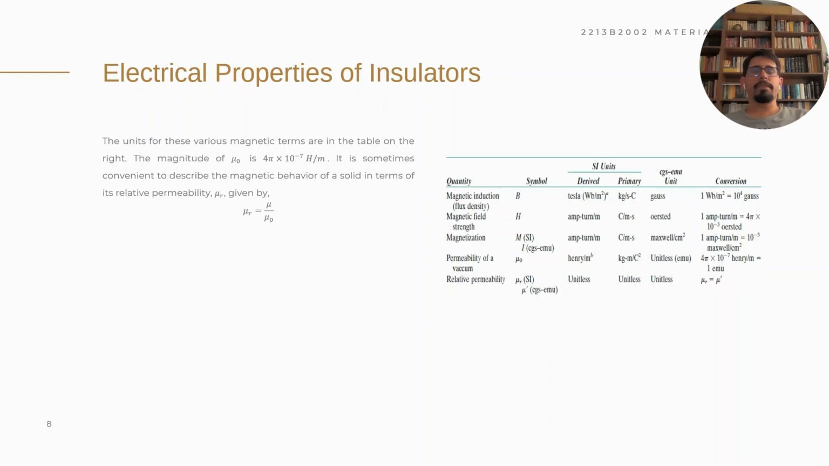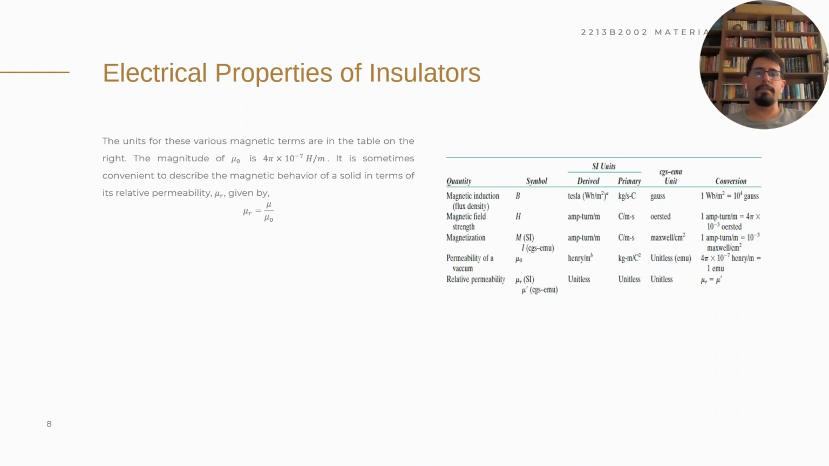Let's wrap up with the units used in magnetism. On the left, you'll see the equation for relative permeability: mu r is equal to mu divided by mu zero. This compares how easily a material becomes magnetized to how easily a vacuum does. Mu zero is a constant, the permeability of free space.